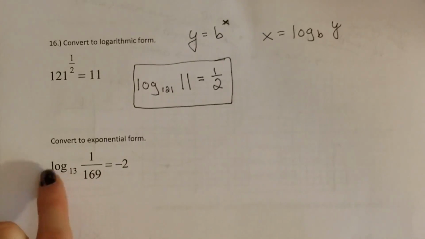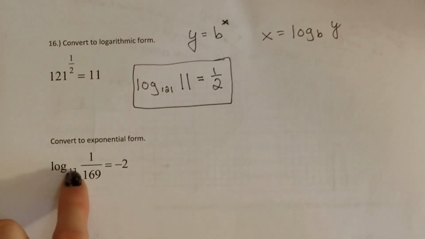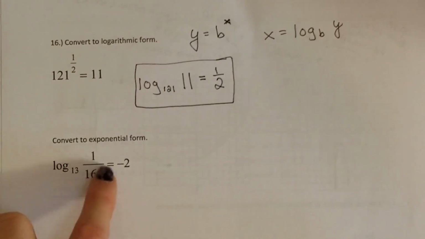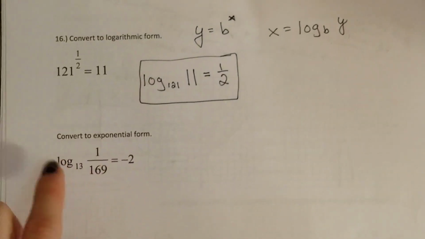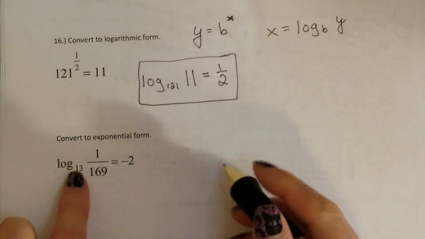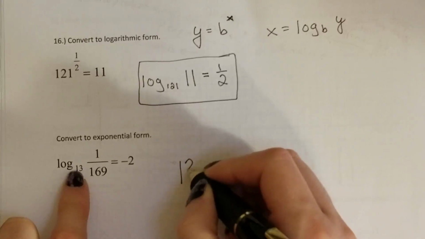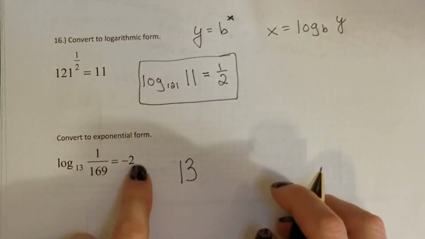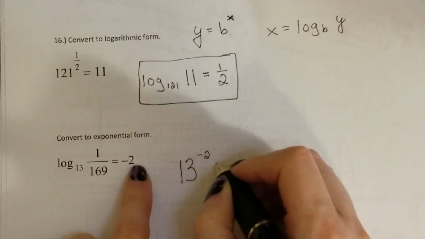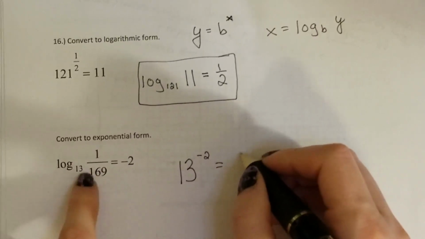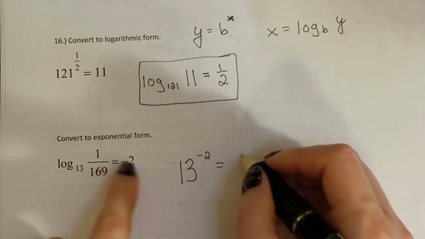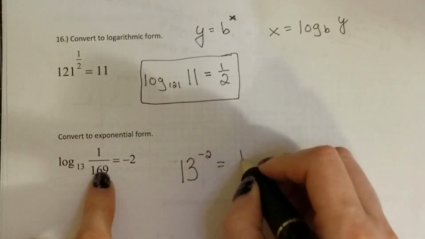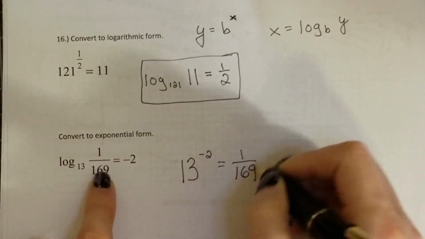Okay, so the next one, convert log base 13 of 1 over 169 equals -2. So your base is the base of your exponent. The equal sign is your exponent, and then you go back. So it's kind of like you start here, then you skip, go to that, and then go back to the one you skipped. And that's your answer.